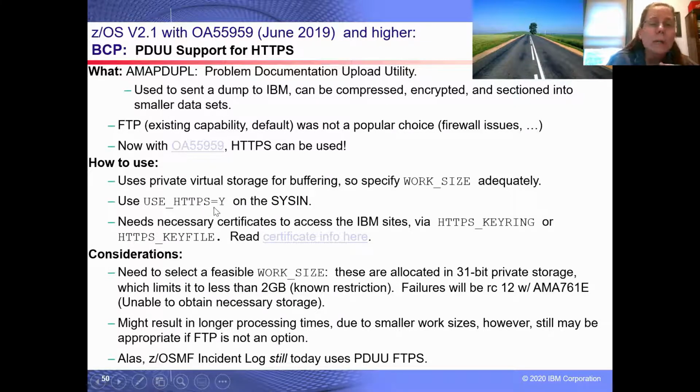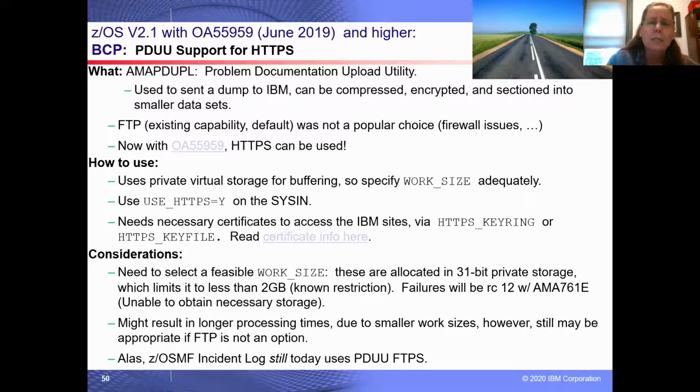That will turn it on. That's good. You'll need to have certificates to access the IBM sites in your HTTPS keyring and your HTTPS key file. There's a little document that documents what you need to do here. I would read this first, get this set up before you try to use it. The certificate work is a one-time kind of thing, but I think you're going to like it if you do that one-time work for it.